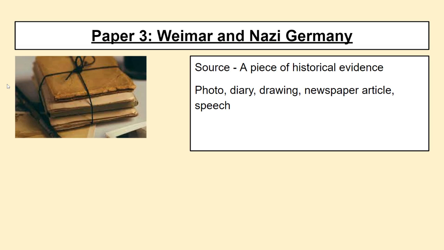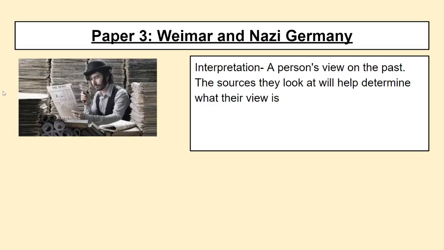Now, this just recaps some terminology. So a source is a piece of historical evidence like a photo, diary, drawing, newspaper article, or speech. And an interpretation is a person's view on the past. Now, the sources this person looks at helps determine what their view is of an event in the past. Different historians will have different views on the same event.